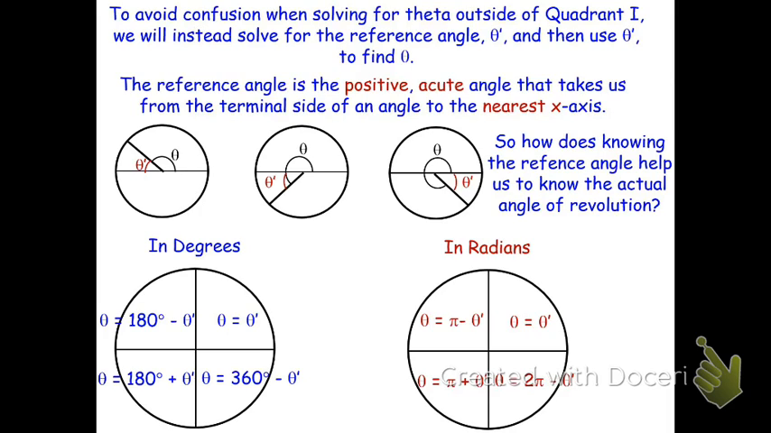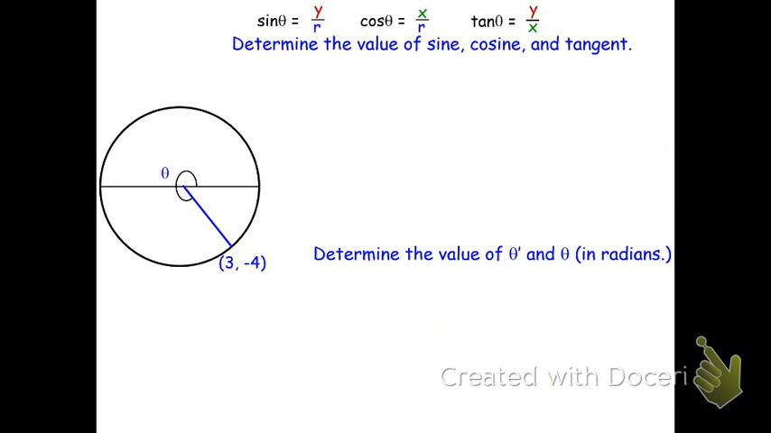Now let's look at an example where we're actually going to solve for the angles. Here, I've got an angle in quadrant 4, and the coordinate is 3, negative 4. X is 3, y is negative 4. I want to find all three trig ratios, but then I also want to find theta and theta prime. And it says we're going to do it in radians.